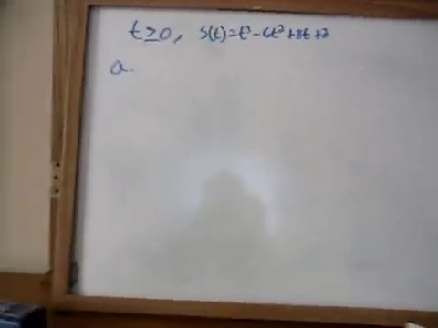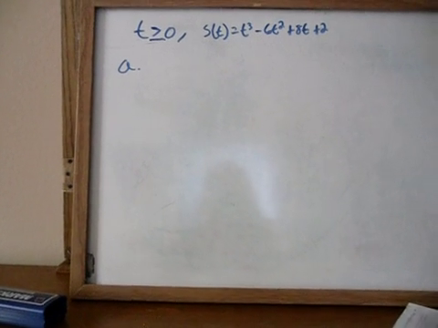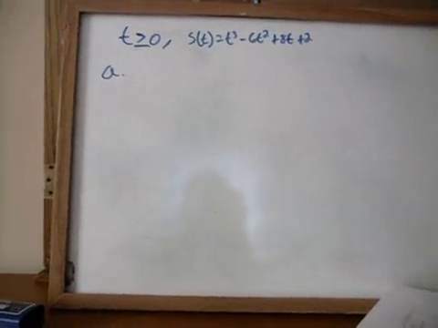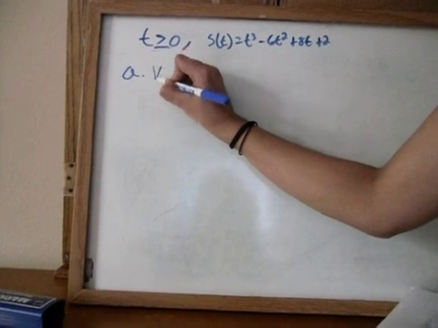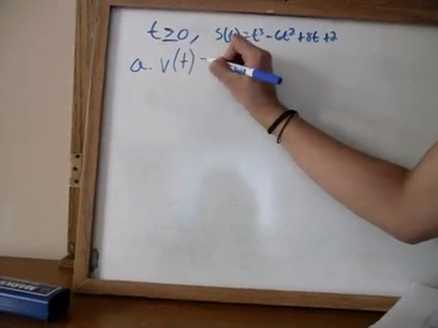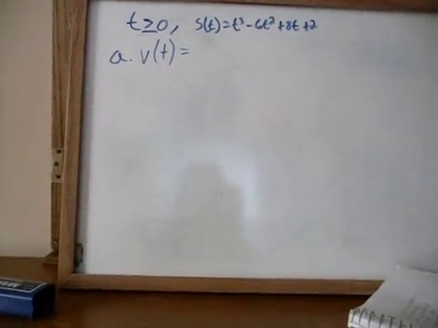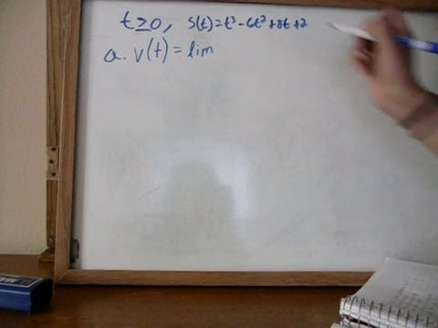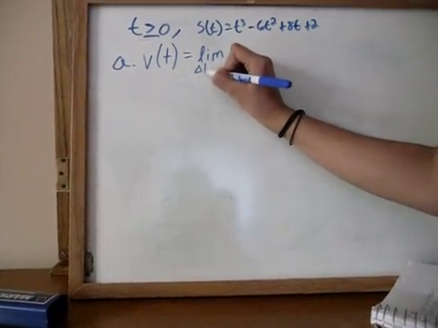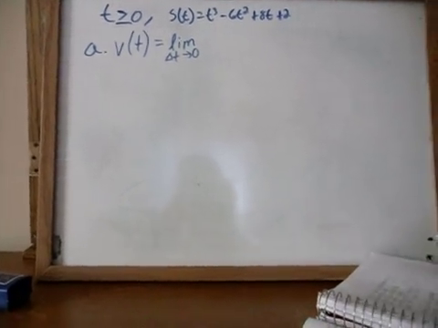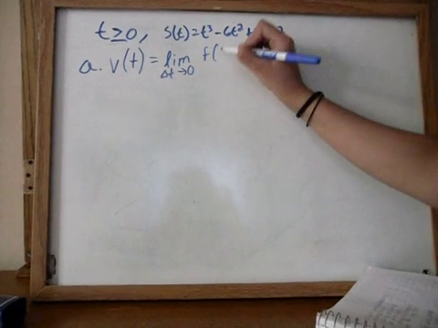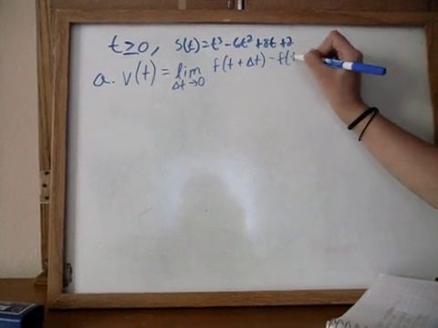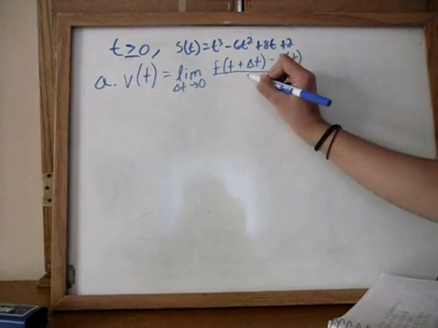So for A, it says find the instantaneous velocity at any time t. Here we use the equation for instantaneous velocity, which we have just learned. So v of t equals ds over dt, which equals the limit as change in t approaches 0 of f of t plus change in t minus f of t, over the change in time.